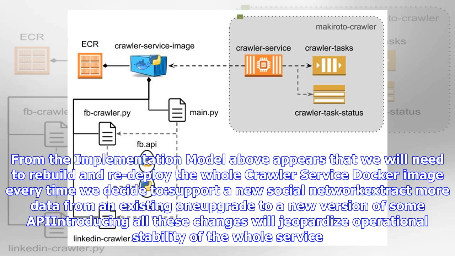From the implementation model above, it appears that we will need to rebuild and redeploy the whole crawler service Docker image every time we decide to support a new social network, extract more data from an existing one, or upgrade to a new version of some API. Introducing all these changes will jeopardize operational stability of the whole service.